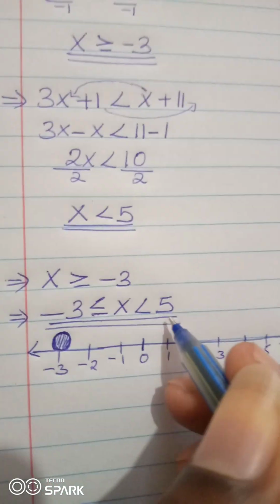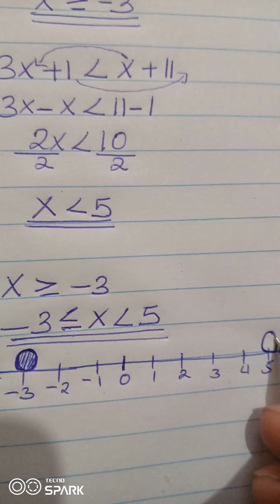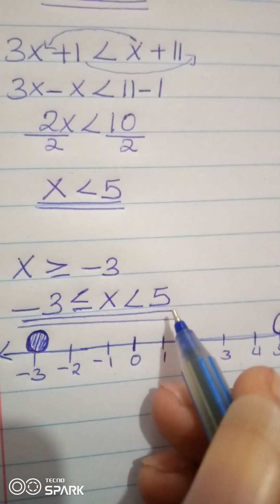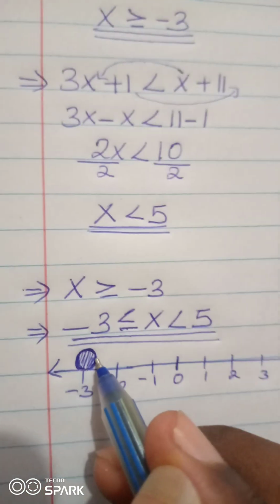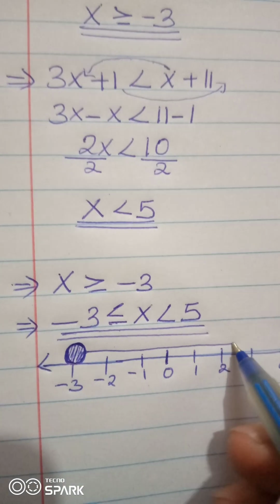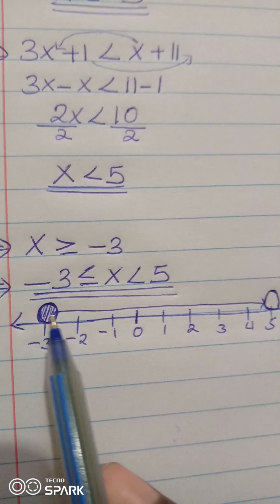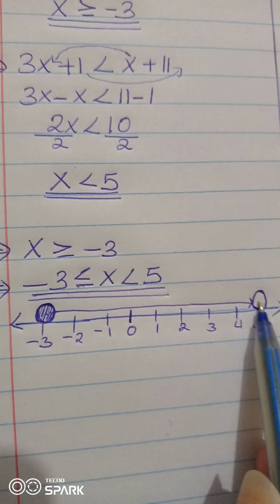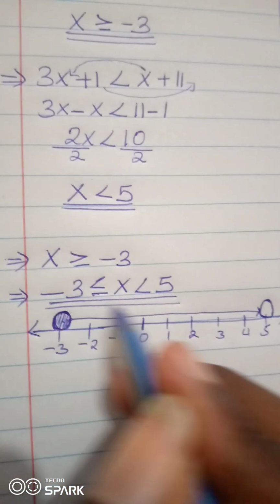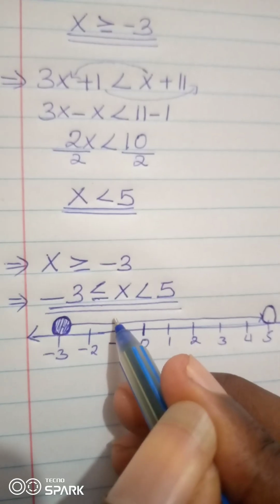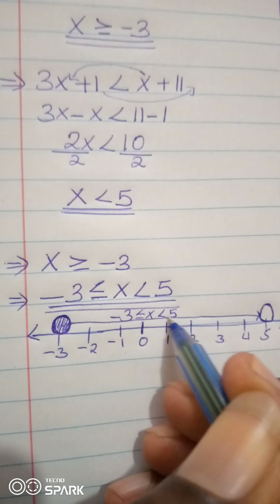Then you'll go to where 5 is and draw a circle there. As you can see, this means x is less than 5. There is no sign of or equal to, therefore you don't shade. Then you draw a straight line, and this straight line should have an arrow to show that the values of x range from negative 3 up to 5, but 5 is not included. And then you write this compound statement on the line that you drew: negative 3 is less than or equal to x is less than 5.